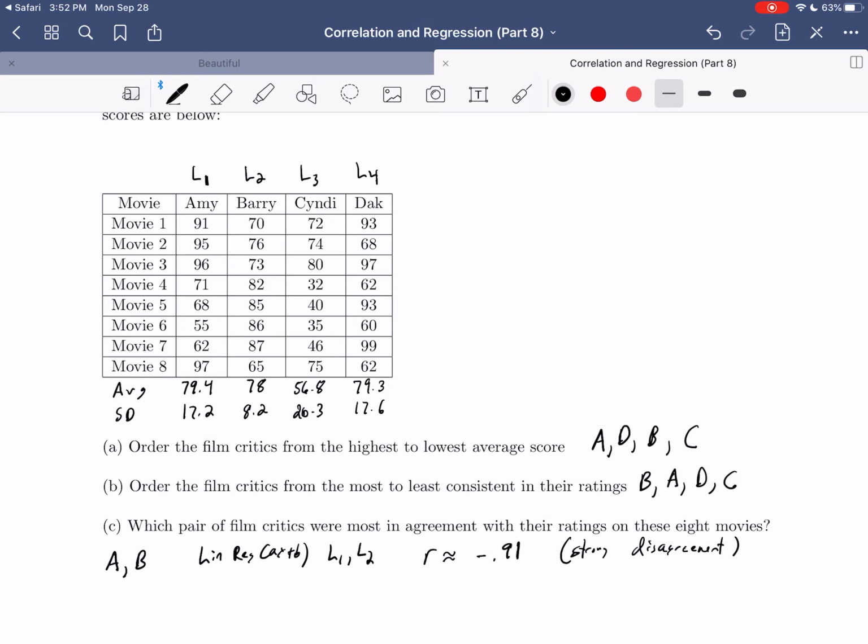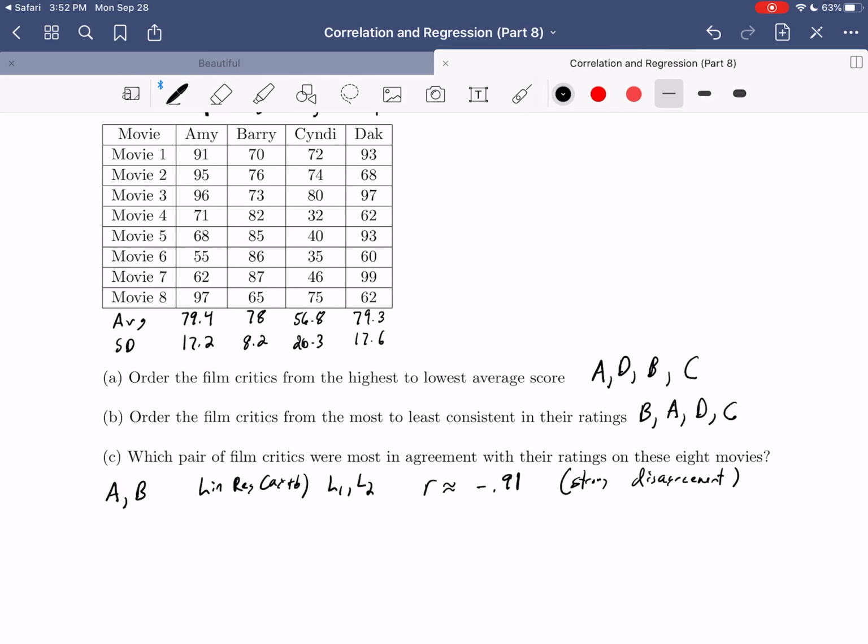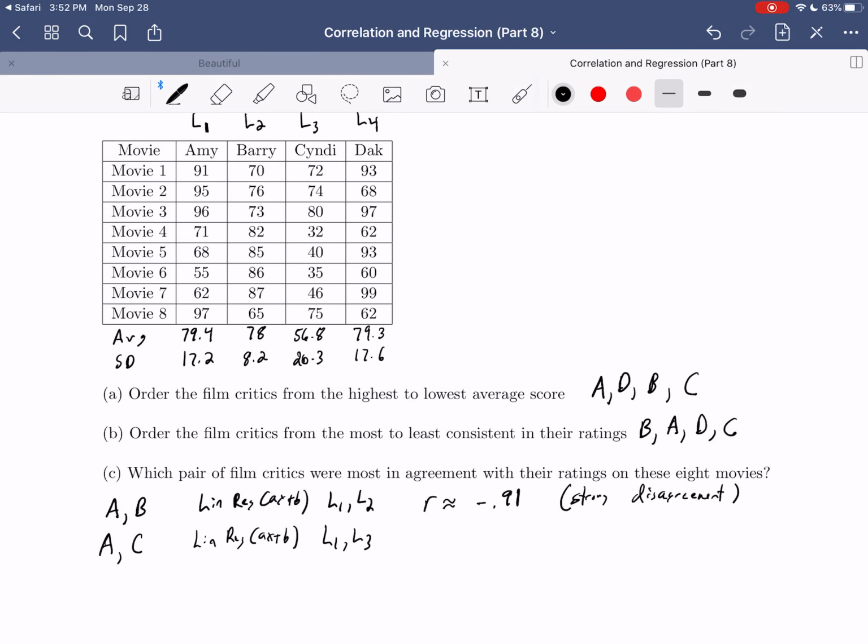All right, let's try another pairing. Let's go ahead and see what happens if we take Amy and Cindy. So we'll use our linreg ax plus b. This time we'll do L1 and L3, since Amy was in L1 and Cindy was in L3. So we can do stat calc, linreg ax plus b, and put in L1 and L3. We'll calculate that, and we should get an R that comes out as about 0.93.